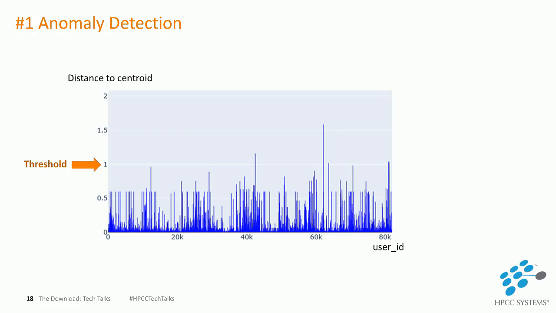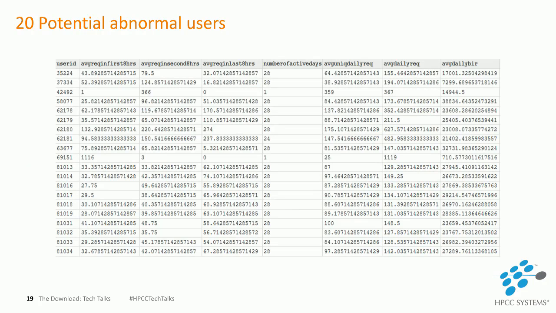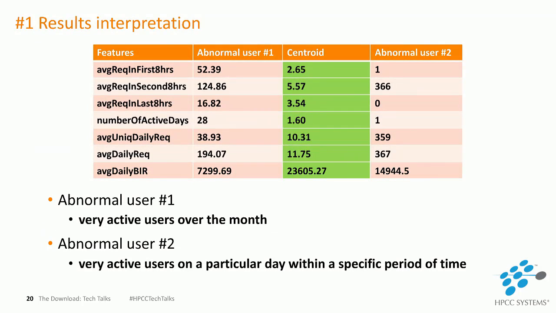Having set this threshold and applied our filter, we ended up with 20 potential abnormal users, shown in the table in the slide. After analyzing our results, we concluded that we had 2 kinds of abnormal users. On this table, in the center we have the centroid, and then on the left and on the right, we have each type of abnormal user.